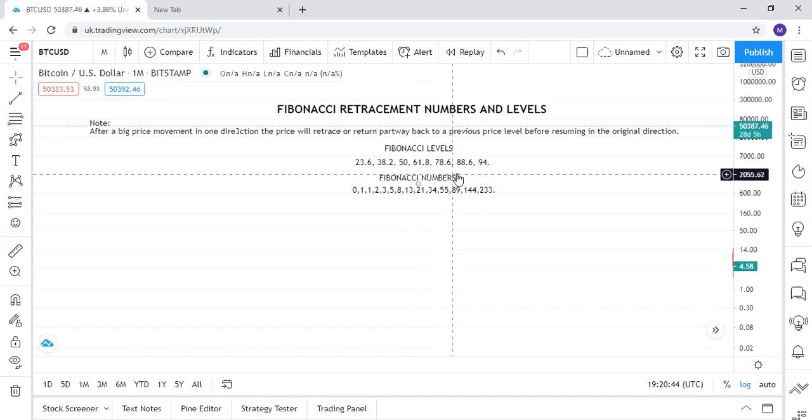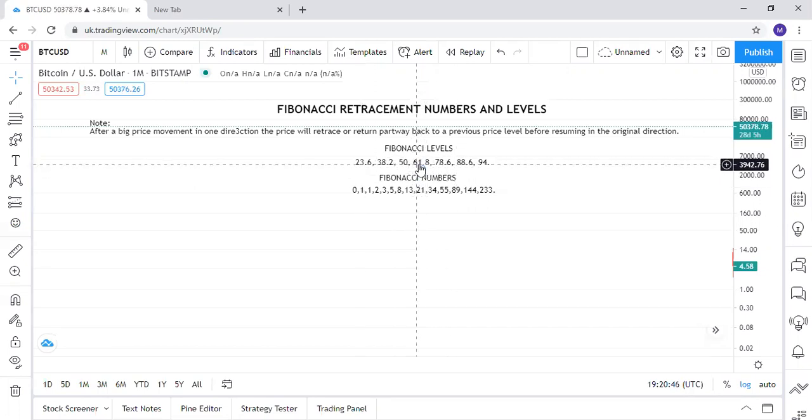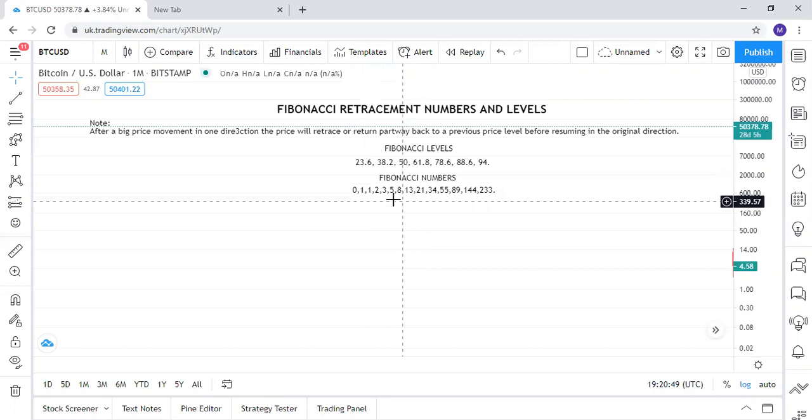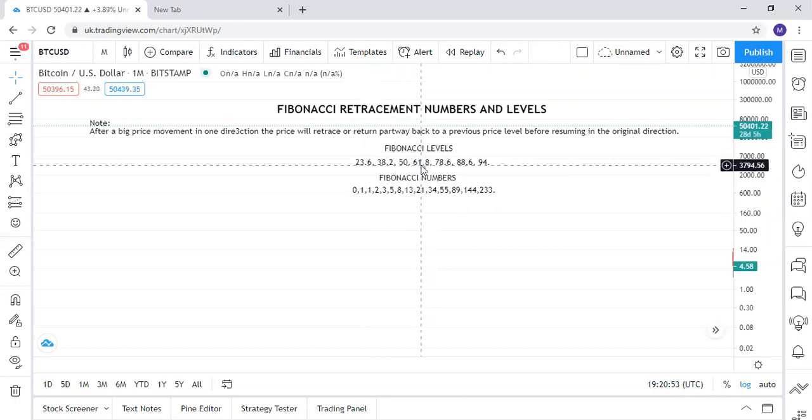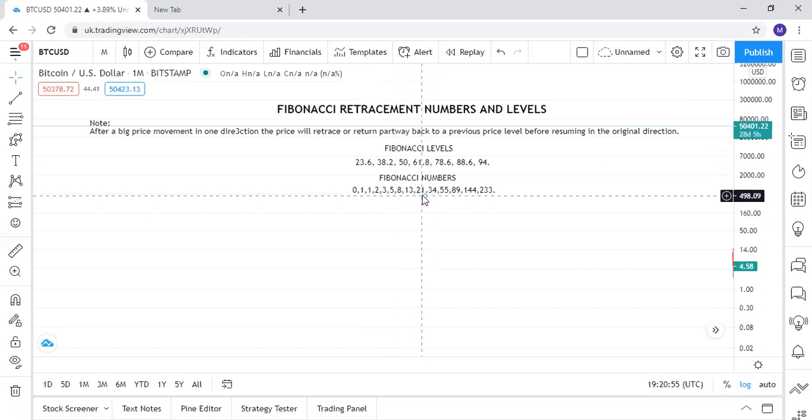Do you understand? So now, how do they get these Fibonacci levels from these numbers? You divide the previous number by the next one to get 61.8. So divide 13 by 21.